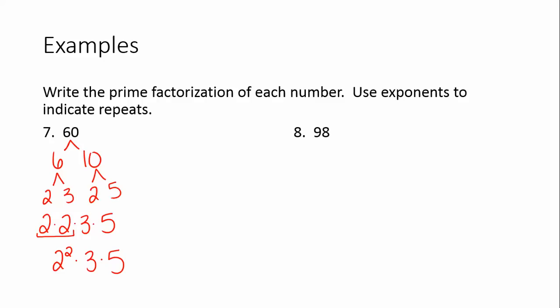Let's try 98. 98's even, so I know it's divisible by 2. And it's 2 and 49. 2 is prime, so I can stop there, but 49 is divisible by 7 and 7. 7 is also prime, so I know that the prime factorization, or the factor tree, has stopped, and now I need to write it as a product of those prime factors. 2 times 7 squared. And notice it's 7 squared because there are 2 7s in our factor tree. If you multiply 2 times 7 times 7, you should get back to 98.